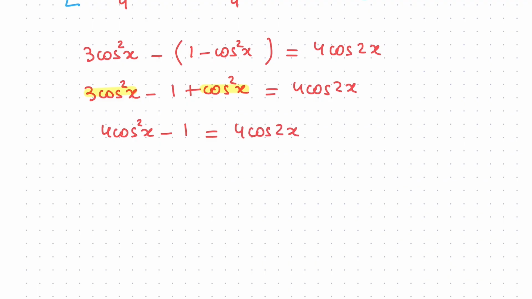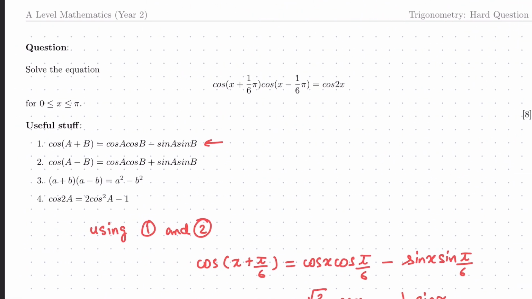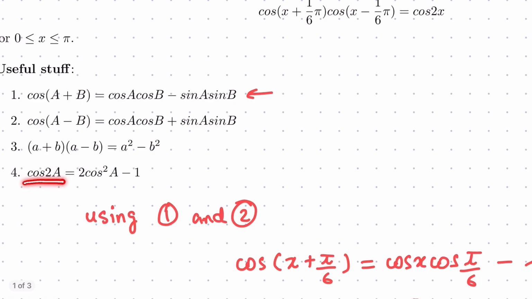Now what's the problem? What's the issue? The problem is we have cos square here and cos 2x here. So it would be nice if I could somehow convert this cos square into cos 2x, or I could convert cos 2x into cos square. And luckily I can, so I will be using equation number 4. Using equation 4. And what is that? That is this one. So cos 2a is equal to 2 times cos square a minus 1.